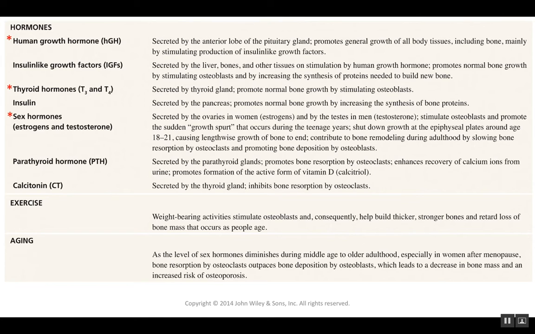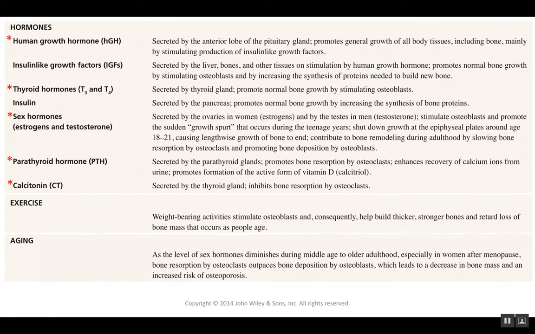Sex hormones are what cause growth spurts. The estrogen in females and the testosterone in males will promote these sudden growth spurts that occur often during the teenage years. Parathyroid hormone we mentioned already.